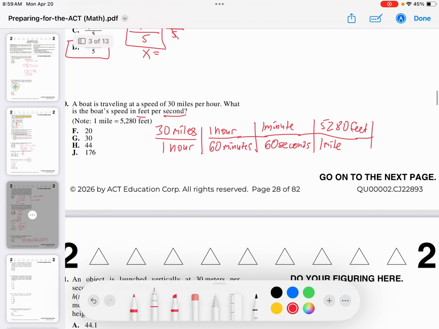So we're going to take our 30, divide by 60 again, and multiply by 5,280, and that gives me 44. The hours cancel out, minutes cancel out, seconds don't cancel out. Miles and miles cancel out, and so what I've got left is feet per second. And so that is 44 feet per second.